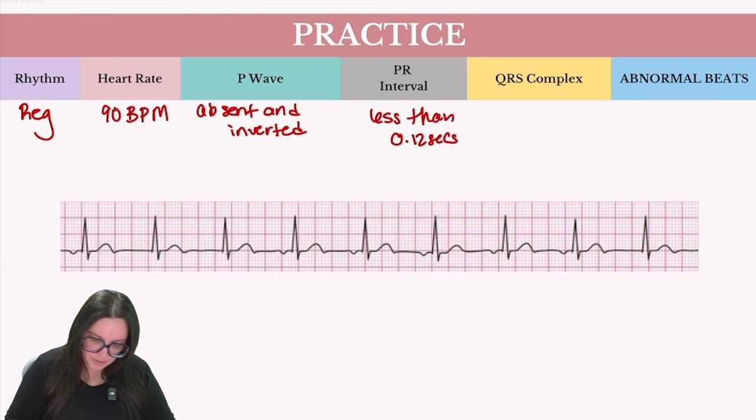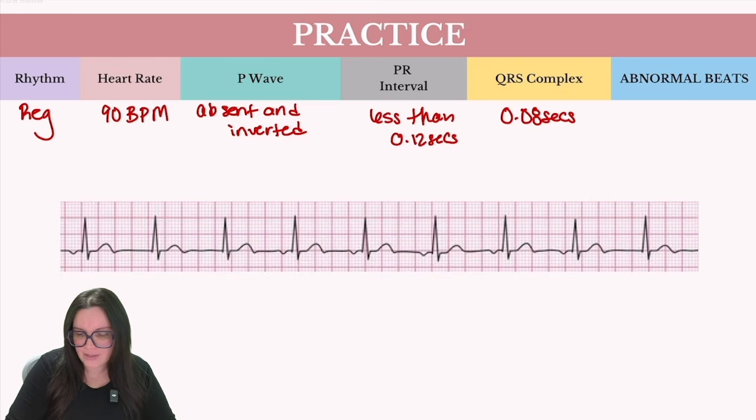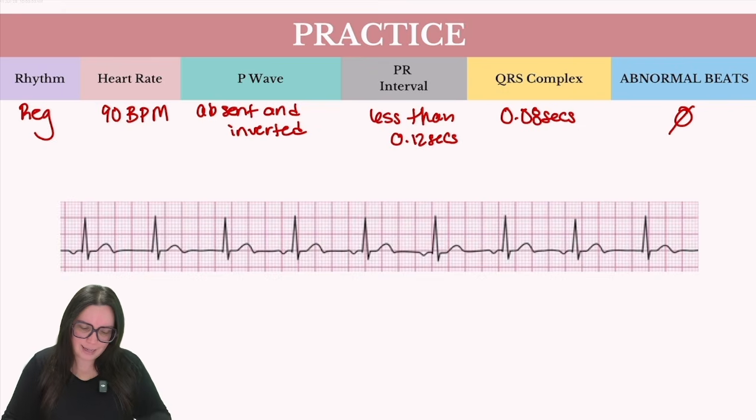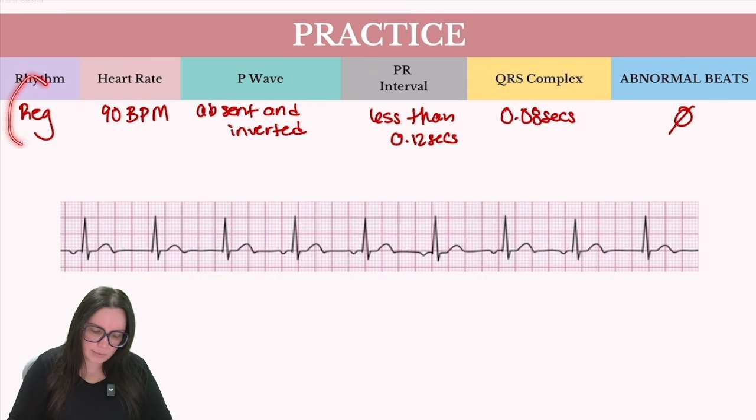Next up, taking a look at our QRS complex, it does appear to be narrow and normal all the way down our 6-second strip. Again, I'm going to say this is approximately 0.08 seconds based on what I'm seeing. And then lastly, do I have any abnormal beats? Absolutely not. We don't have any of that. So taking a look at our criteria, knowing we have a regular rhythm, it's 90 beats per minute, but I do have this variation in my P waves.